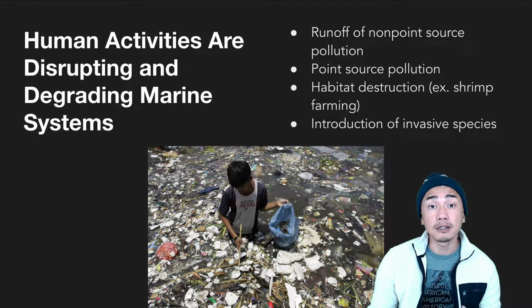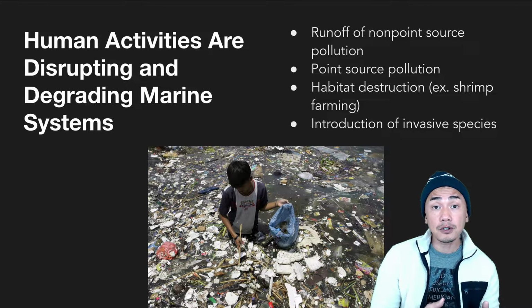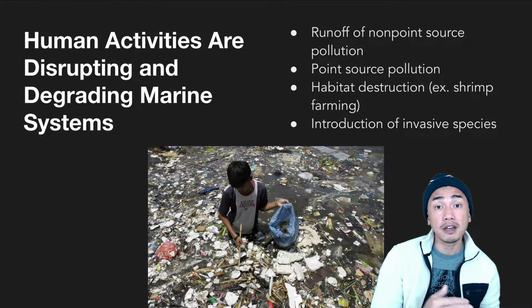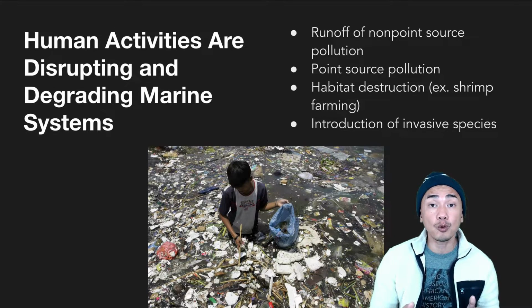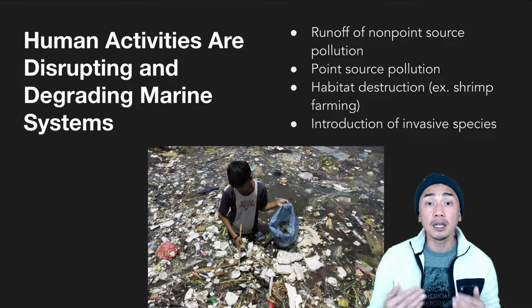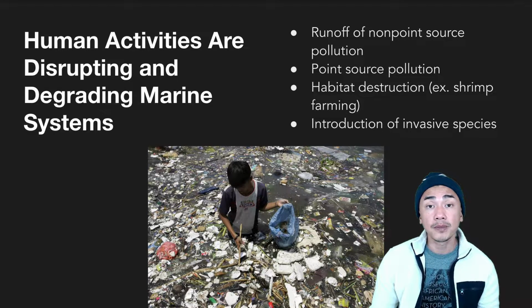We are affecting marine ecosystems in a number of other ways. First, we are polluting the marine environment through both non-point source pollution and point source pollution. The photograph on this slide shows how runoff can carry plastic, trash, and other debris into marine ecosystems.